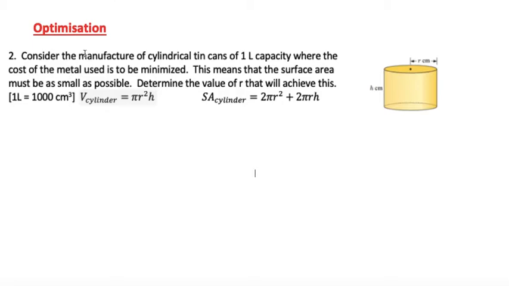All right, consider the manufacture of cylindrical tin cans of 1 liter capacity, where the cost of the metal used is to be minimized. And this means that the surface area must be as small as possible. Determine the value of r, the radius, that will achieve this.